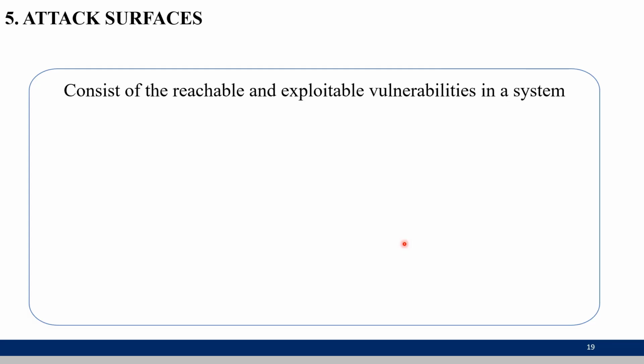Now, the next topic we are going for is attack surfaces. That means where exactly the attacks will be done. The attack surface consists of reachable and exploitable vulnerabilities in a system. So generally, the vulnerability of a system is going to be the attack surface.